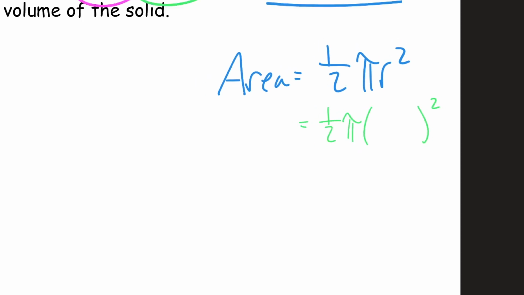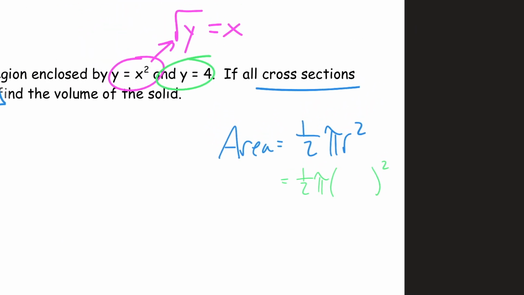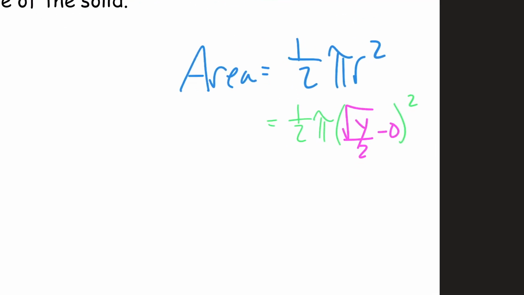So we only need half of that diameter in order to calculate our radius here. So the diameter is, if we turn our paper to the left, going to be this pink function minus 0, because that's going to be our y-axis. Here's the problem. Our pink function is in terms of x, so we need to solve for x in order to get it in terms of y. And so our radius is going to be that pink function, square root of y, over 2, because the square root of y is actually our diameter, minus 0. And so the minus 0 isn't really doing anything.